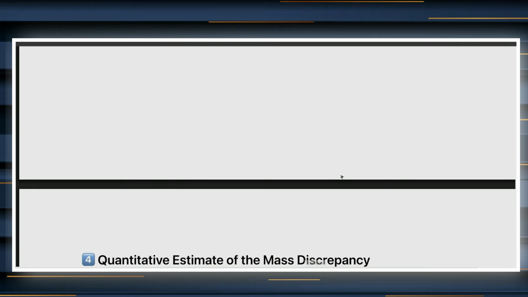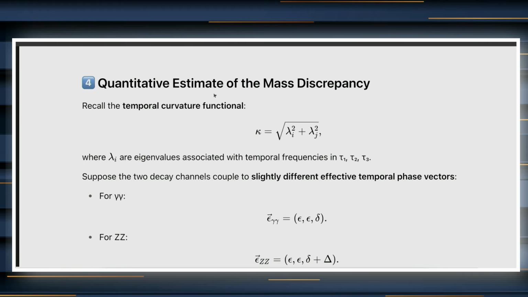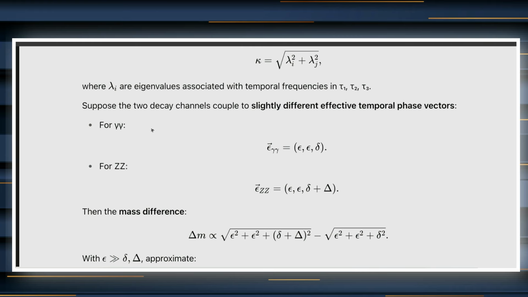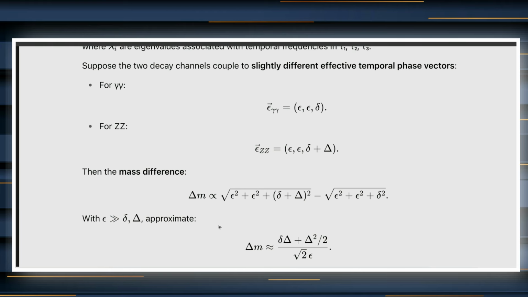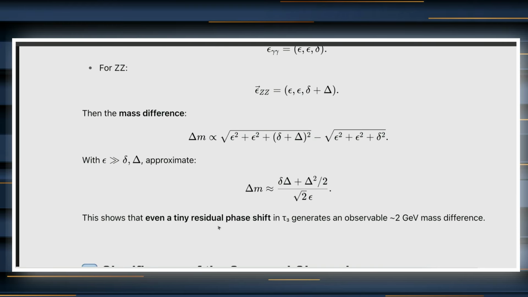A small rotation on the temporal loop alters the projection of curvature mass in the decay channels. So here's a quantitative estimate of the mass discrepancy. Recall the temporal curvature function, and notice this takes on the form of the Pythagorean theorem, where this symbol are eigenvalues associated with T1, T2, and T3. You can think of this as one clustering of T1, T2, and T3, and this is another, and we're going to solve for the curvature between these two temporal positions. Suppose the two decay channels couple to slightly different effective temporal phase vectors, right? So here's for gamma, here's for Z. Then the mass difference would essentially be this, and it would be proportional, right, and approximate. This shows that even a tiny residual phase shift in T3 generates an observable 2 GeV mass difference.